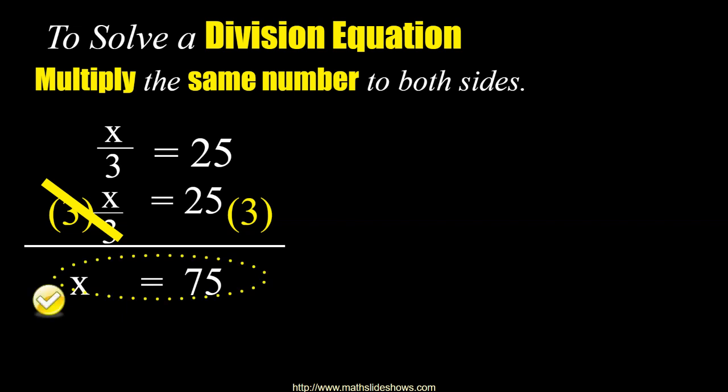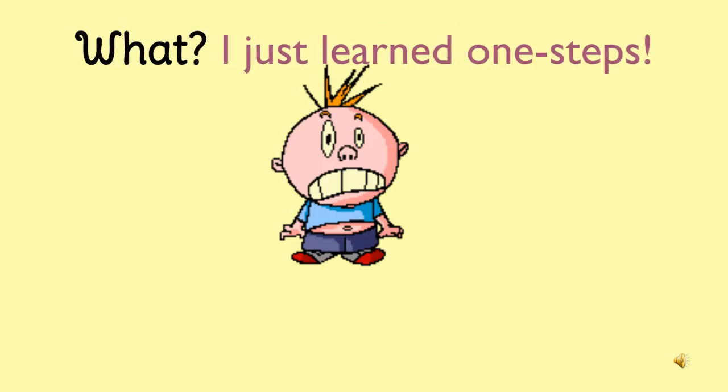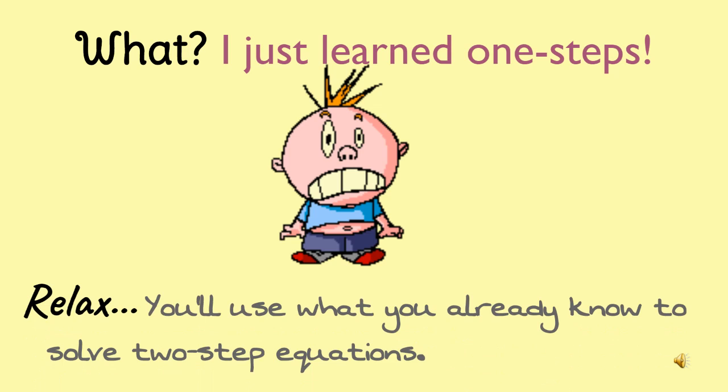Okay, so those are kind of the 4 things that we know how to do when we're solving, right? We know how to do equations with addition, subtraction, multiplication, and division. So far, so good. So now let's talk about doing 2 things, okay? Don't worry, because a 2-step, as the name would tell you, is basically the same thing you do in a 1-step, only you do it twice.